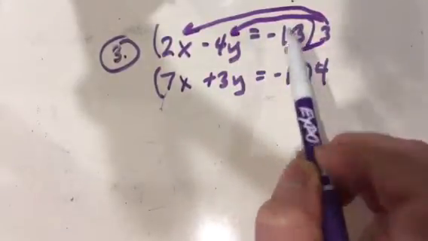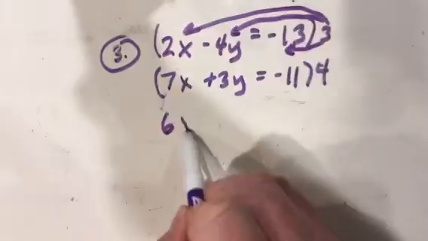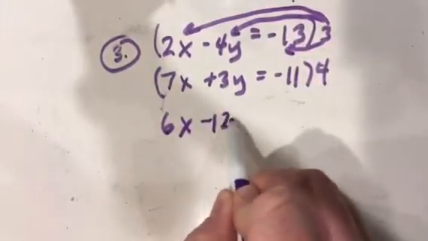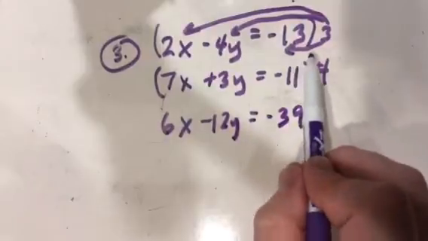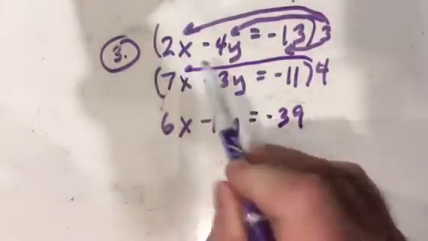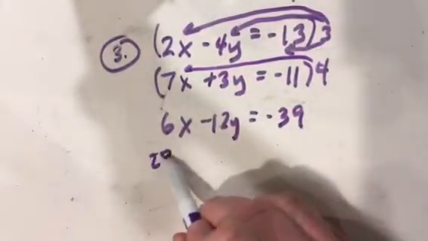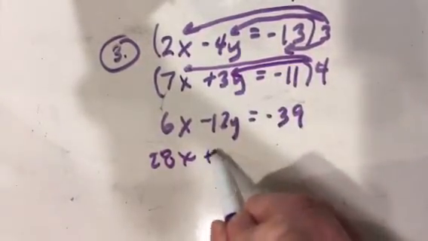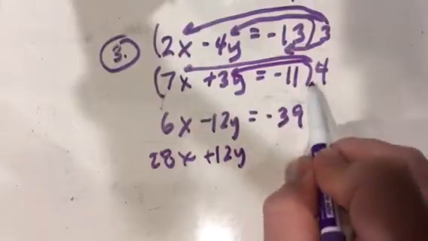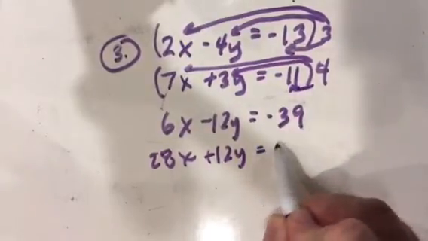But if we distribute all the way through, we would get, for the first equation, 6x minus 12y equals negative 39. For the second equation, 28x plus 12y, which is what I was hoping for, and negative 44.